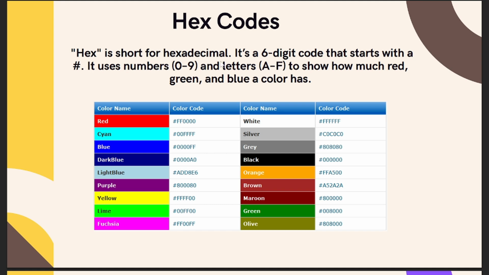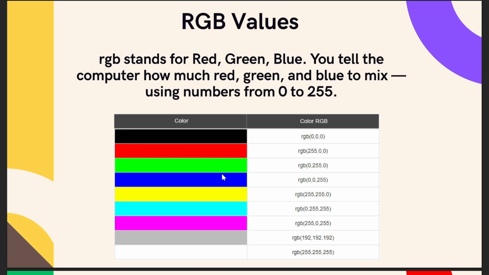It is short for hexadecimal, and it's a 6-digit code that starts with a hash. It uses numbers from 0 to 9 and letters from A to F to show how much red, green, and blue a color has. So they merge these numbers and form a whole lot of colors. So these are ways you can add colors to your website. You can use the RGB, and RGB stands for red, green, and blue. You tell the computer how much red, green, and blue to mix, and you do that using numbers from 0 to 255.